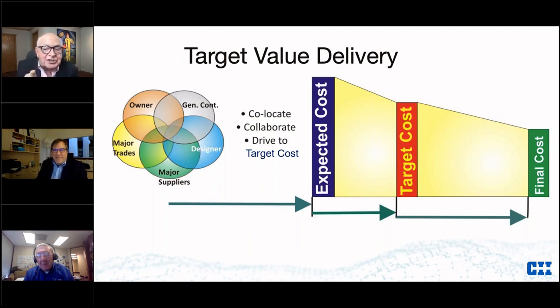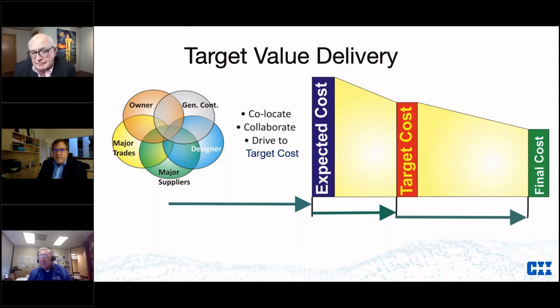So eventually, the final cost, which is what we were talking about earlier today, is going to be even lower than the target cost, because everybody keeps looking for ways to do it a little less expensively without sacrificing quality or value and still keeping to a very aggressive schedule.